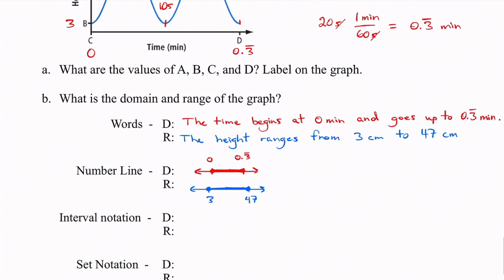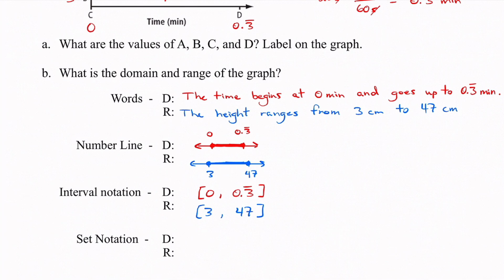Then we can look at interval notation. So again, we went from 0 to 0.3 repeating, and we included both of those, so you gotta have the solid brackets. For the range, we went from 3 to 47, and again, we included both of those as well. We are at both of those heights. So interval notation is done.